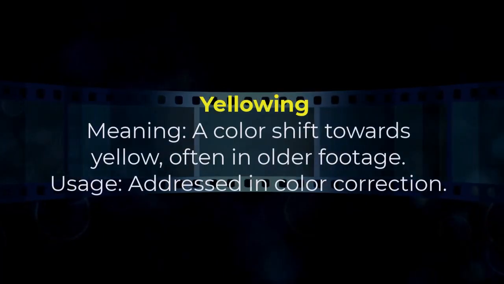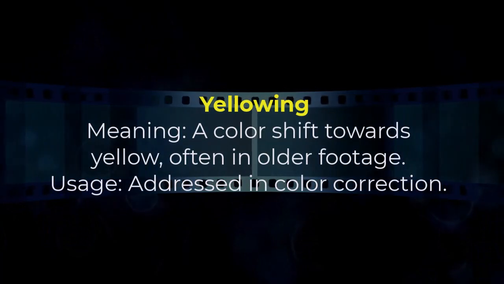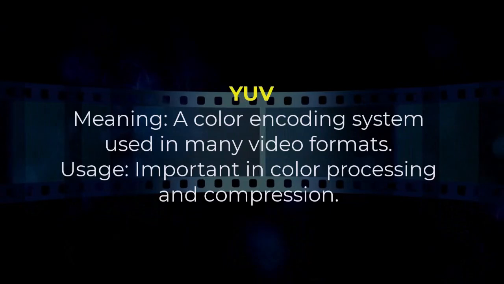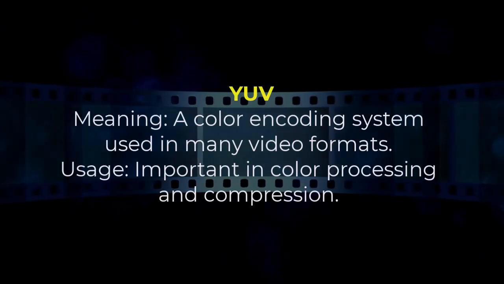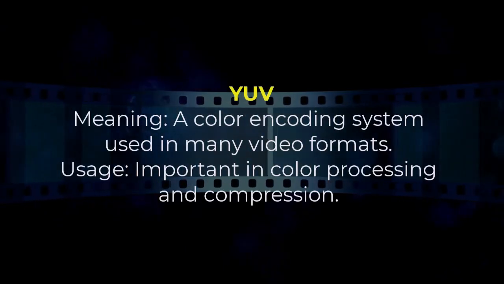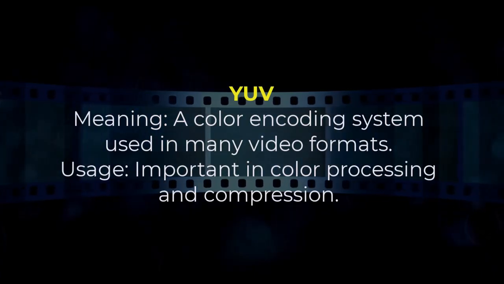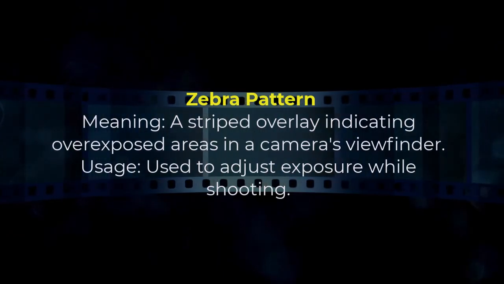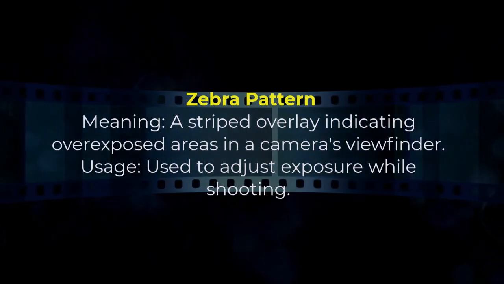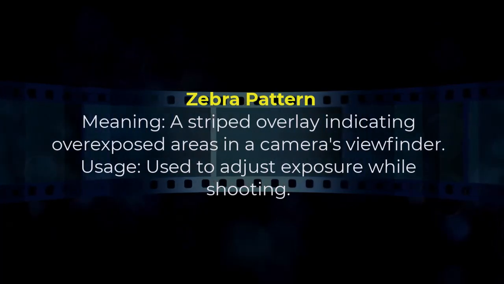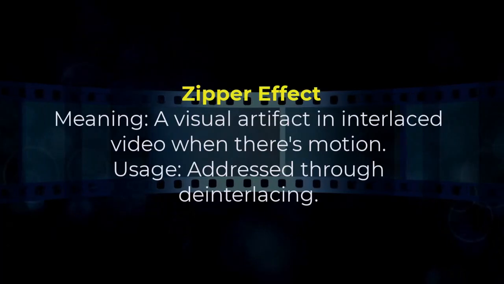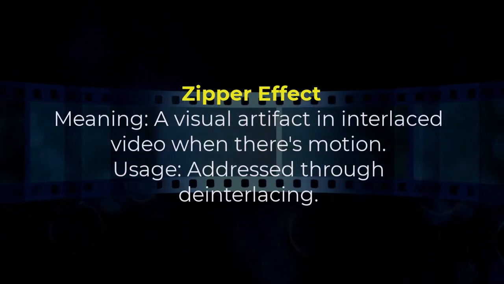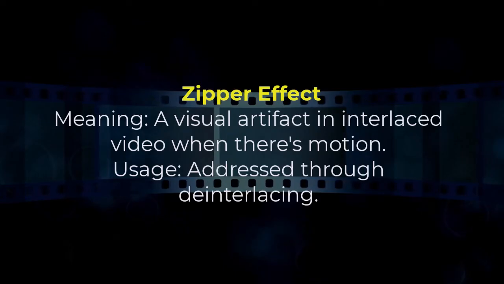Yellowing. Meaning, a color shift towards yellow, often in older footage. Usage. Addressed in color correction. YUV. Meaning, a color encoding system used in many video formats. Usage. Important in color processing and compression. Zebra pattern. Meaning, a striped overlay indicating overexposed areas in a camera's viewfinder. Usage. Used to adjust exposure while shooting. Zipper effect. Meaning, a visual artifact in interlaced video when there's motion. Usage. Addressed through deinterlacing.